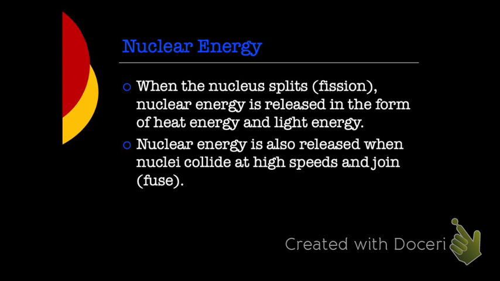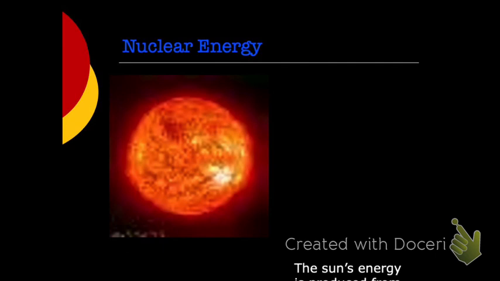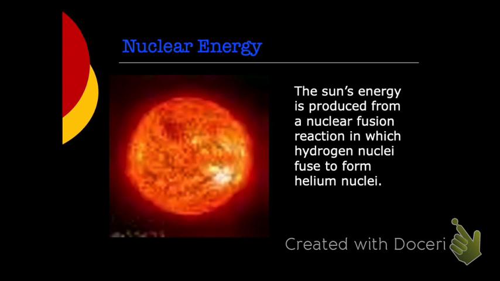The sun's energy is produced from nuclear fission, which is a reaction in which hydrogen nuclei form helium nuclei. So we see two hydrogens come together and form a helium. That happens in the sun, right? And again, the sun is not standard conditions, right? The sun is super high pressure, super high temperature. Okay, so we see different things happen there.